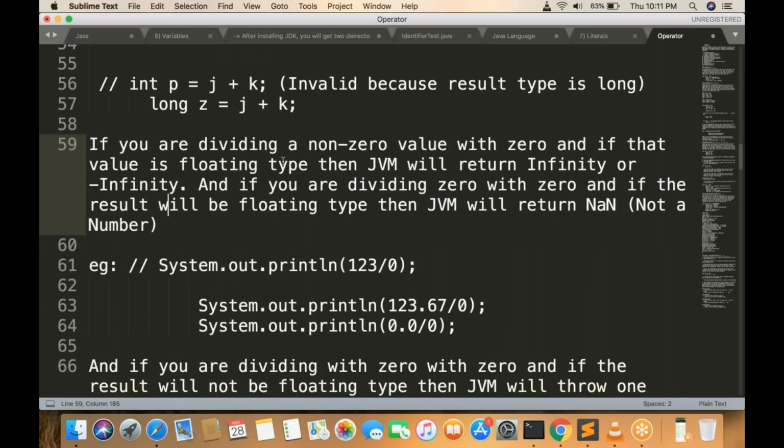If you're dividing a non-zero value with 0, this is also one more important thing. If you're dividing a non-zero value with 0, and if that value is floating type, then JVM will return infinity or minus infinity. Okay, remember this.